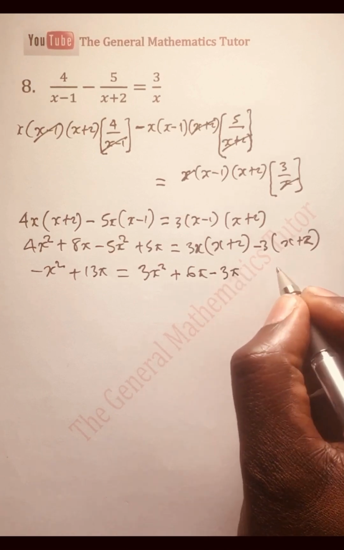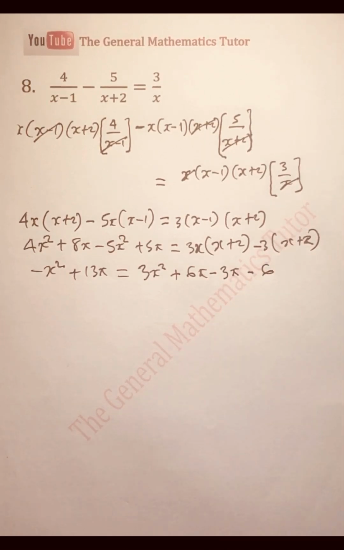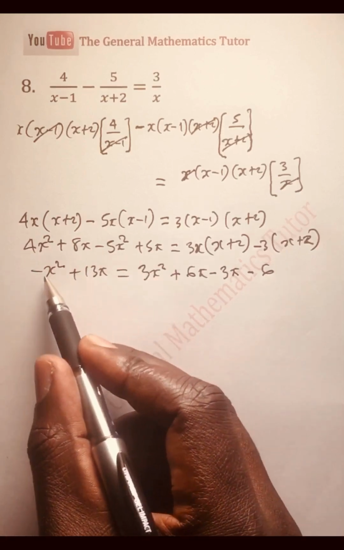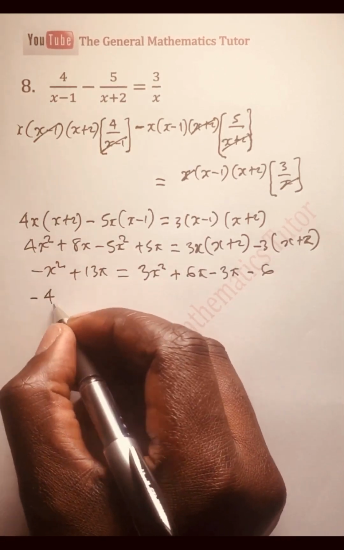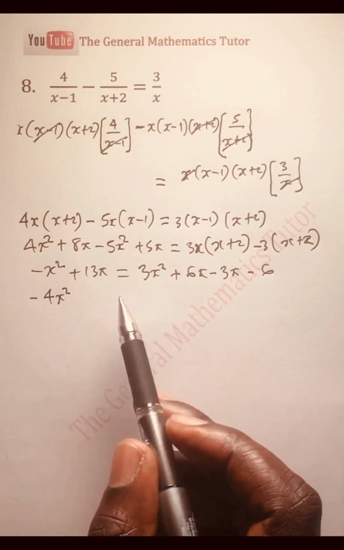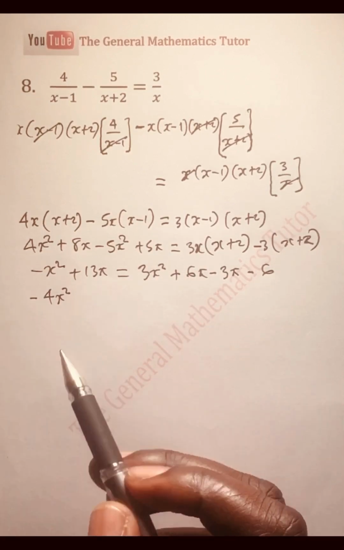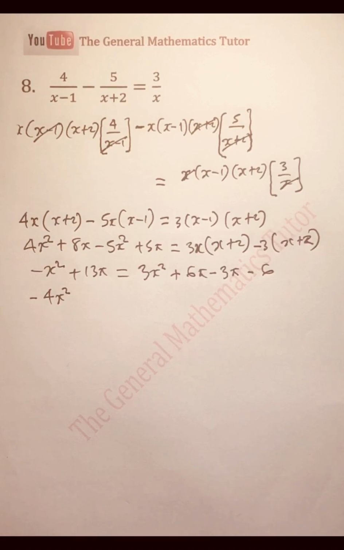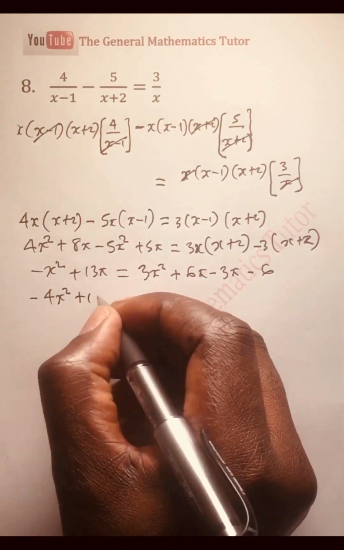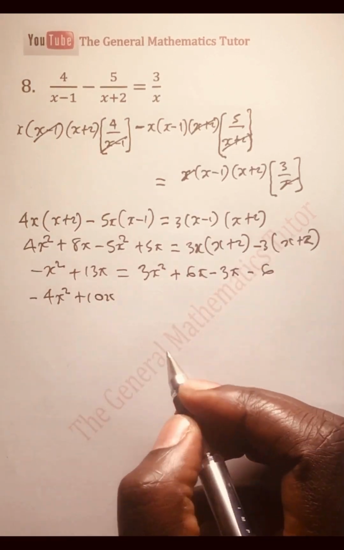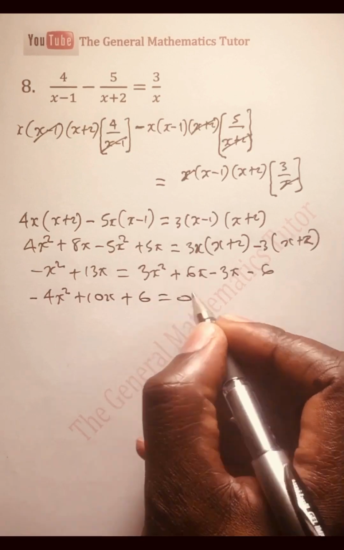minus 3x minus 6. So we can bring all the terms to the left hand side because we want to write this into a standard quadratic equation. So if we bring this to the other side, we're going to have minus 4x squared. Then you can bring this on this side, so 13x minus 6x plus 3x, that will be 10x, so plus 10x. Then there's only one constant term, which is now plus 6 is equal to 0.